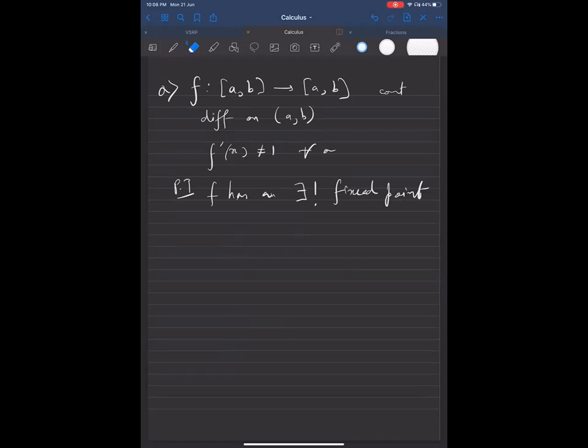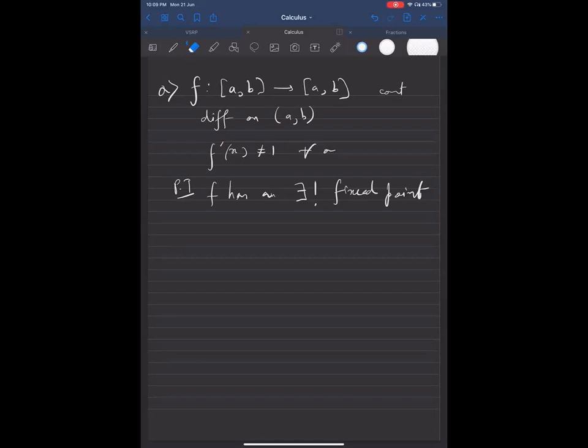By continuity, we can say there is at least one fixed point. And if there are more than one fixed points, say a and b, then consider the function f(x) minus x. So it has at least two roots. So by Rolle's theorem, the derivative should be zero at some point in between. But if there should be one at some point, that is a contradiction.